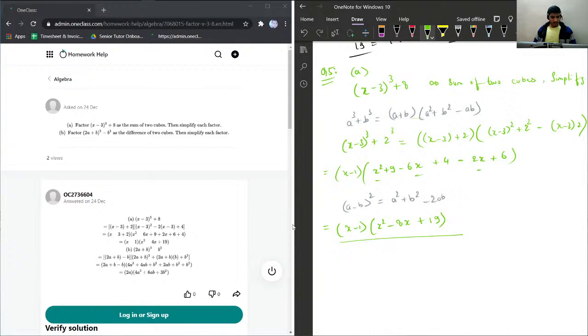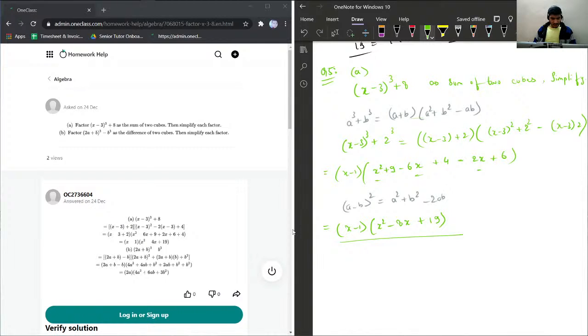So let us cross check. Here in the solution you can see some gaps. These gaps basically have a minus sign, but there is some technical error, that's why they cannot be printed here. So whenever we see any gap, the gap is nothing but a minus sign. For the final solution of part a, it is x − 1 times (x² − 4x + 19), while we are getting the x term as −8x.